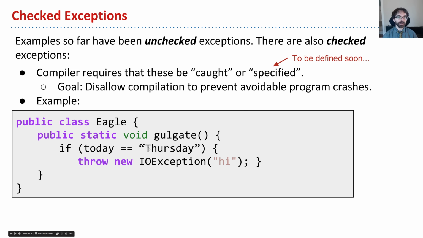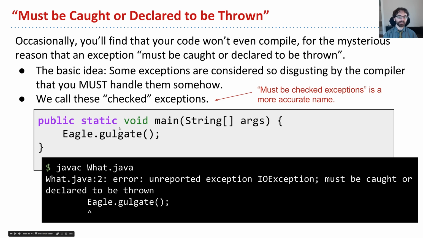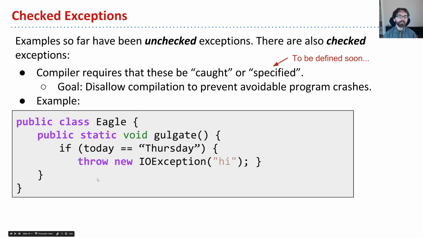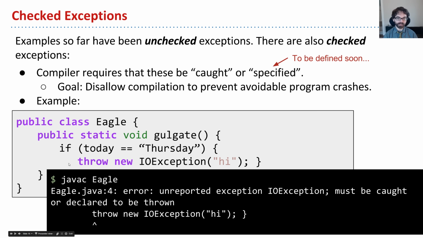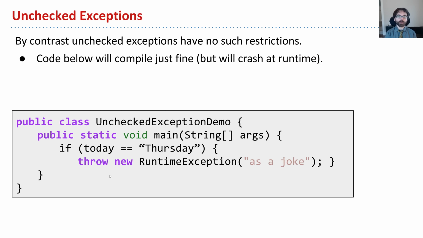So let's consider a piece of code where we write everything ourselves. Here we are relying on some external library. Who knows what's happening? In this example, I'm making a class called Eagle, which has a goalGate method. If today is Thursday, it throws a new IO exception, which is just something I dug out of the libraries. If I try to compile Eagle as it's written right here, a funny thing happens. We get unreported exception IO exception, must be caught or declared to be thrown. Even compilation fails.